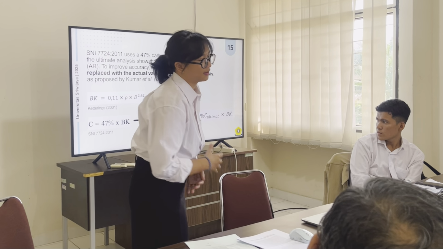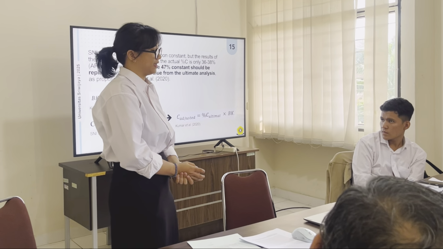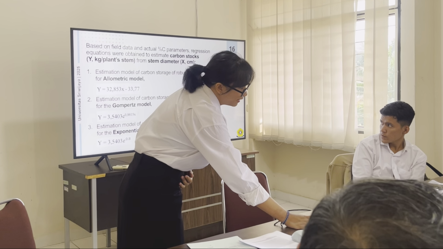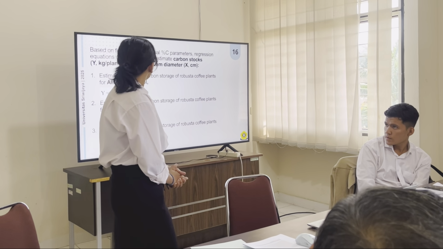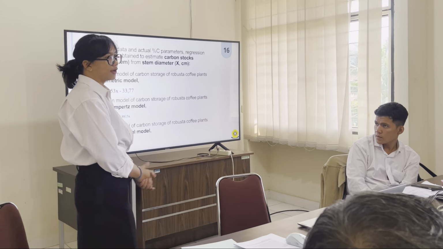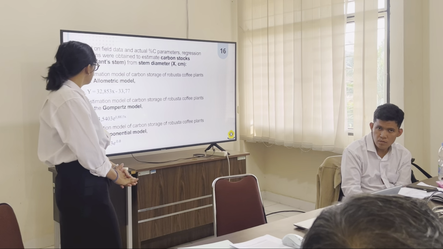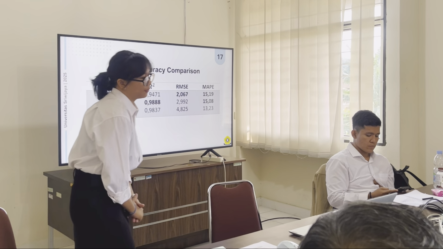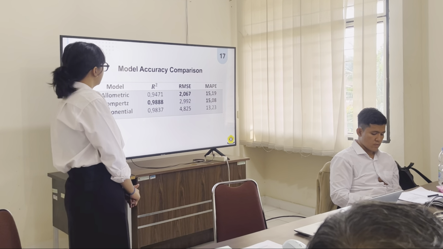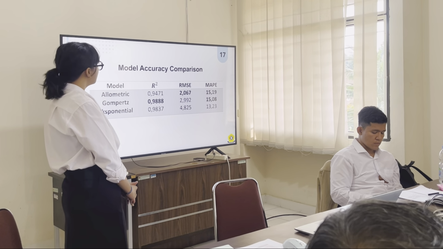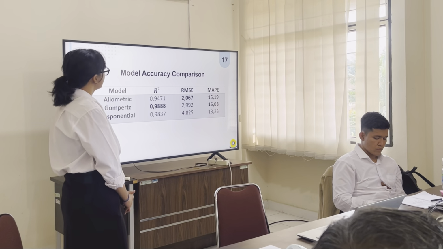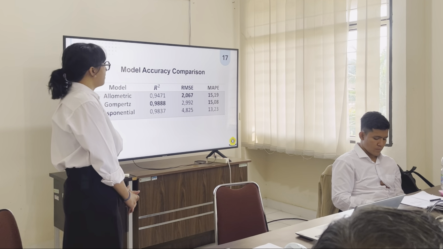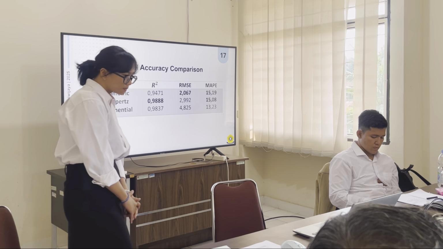This is how I integrate the raw data into each of the models, right? And then here you go. Here's the equation or formula for each of the models, and then here's the model accuracy comparison, where we can see the R square for the Gompertz is the highest, and for the RMSE, allometric has the highest number, and for MAPE, allometric and Gompertz are pretty much equal.